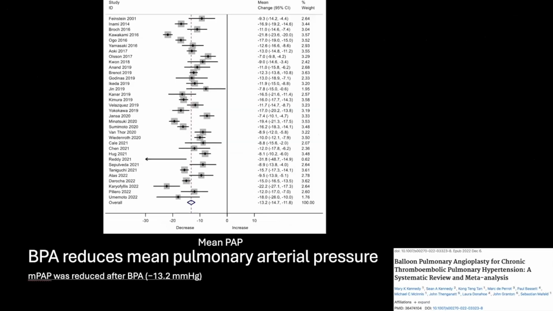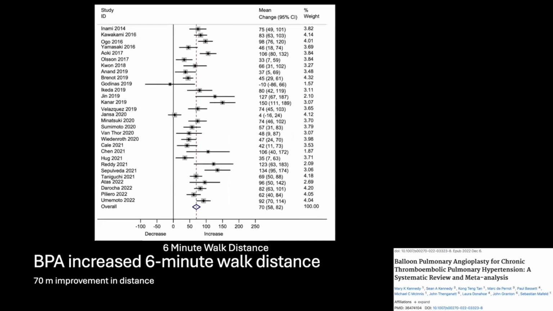Next slide. So, we can drop the pulmonary pressure as a surrogate for everything by about 13, which we also see, improvement in the cardiac index, cardiac output. And then we also can increase functional class by about 1, which, to give you an idea, is maybe about a 70-meter improvement in distance.